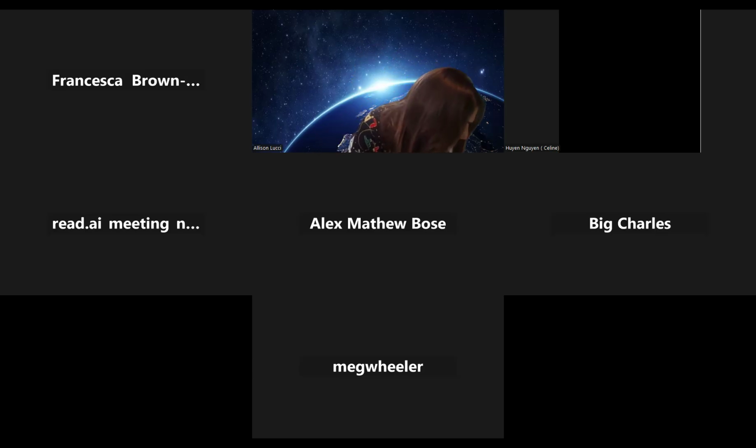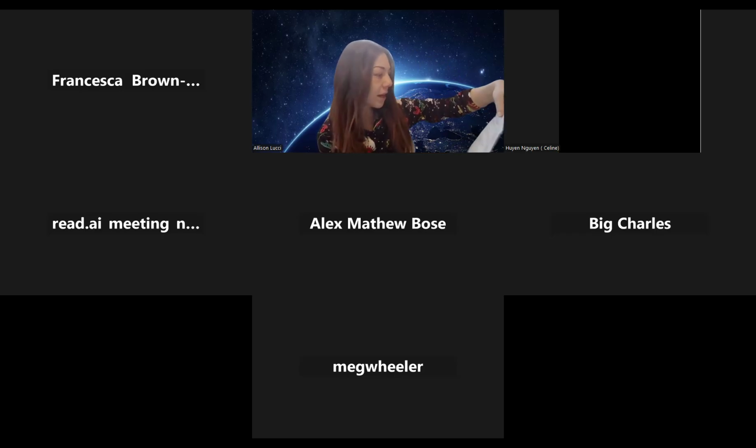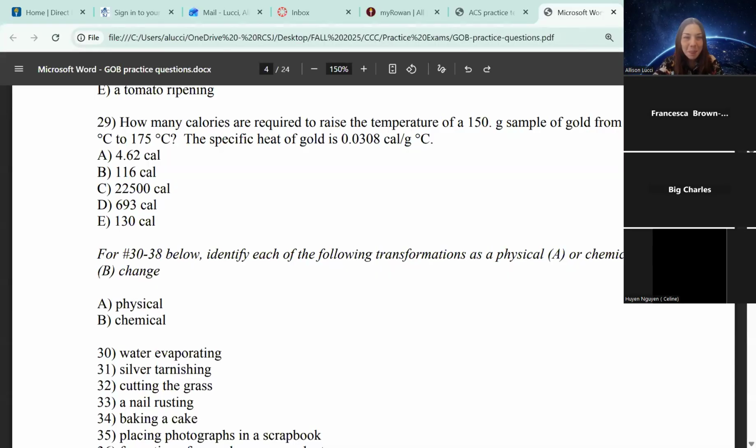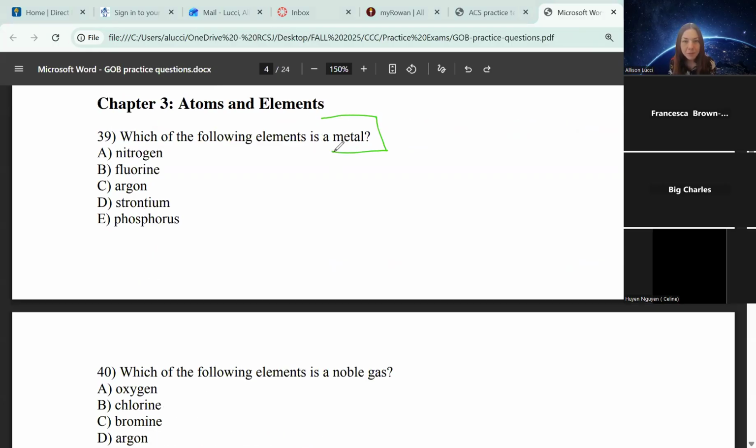So we looked at energy and matter. Section 3, atoms and elements. This should be hopefully mostly review because we've been nonstop talking about atoms and elements the whole semester. You should know how to differentiate between metals and nonmetals, and know their position on the periodic table. So what's a metal? Nitrogen, nonmetal. Fluorine, nonmetal. Argon, nonmetal, specifically a noble gas. Strontium, yes, that's a metal. Phosphorus, also a nonmetal.